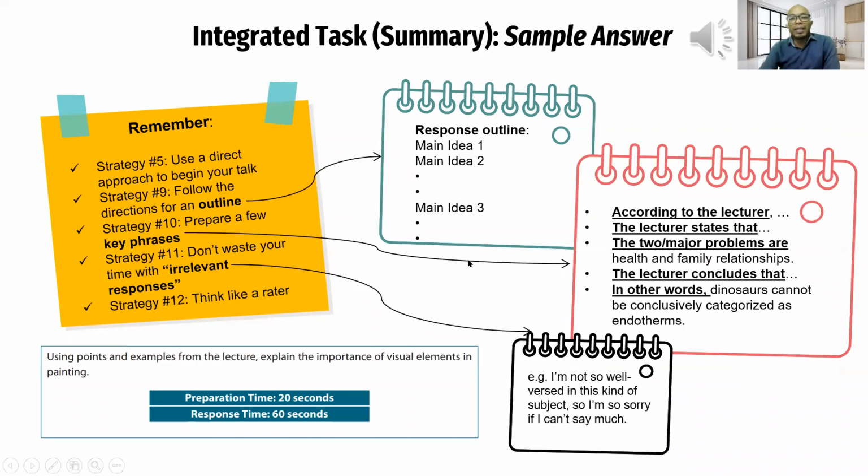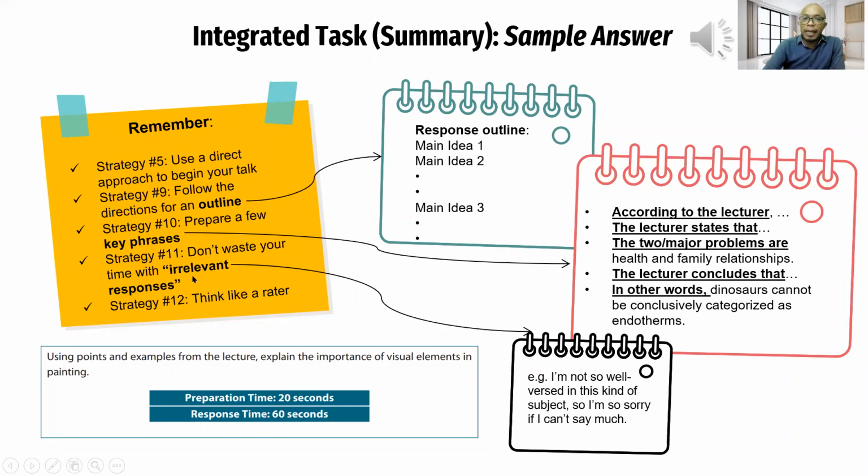Okay. So again, the strategies are similar, yet it's very important to help you maximize the score for your response. Use a direct approach, follow the outline, and you can see an example outline over there. So the first main idea will be the importance of visual elements, and then the other ideas will be the examples that the professor provides in the lecture. And then some key phrases will help you for this task, as you see the examples there.